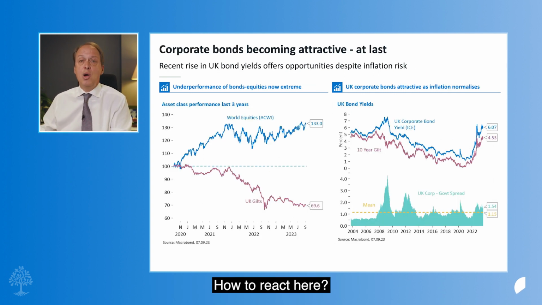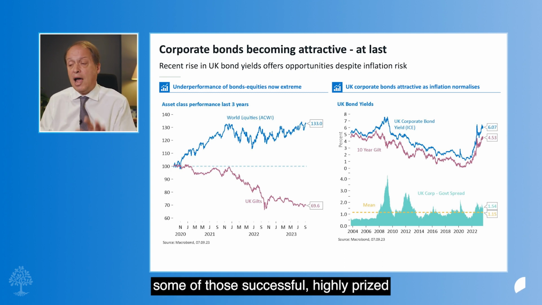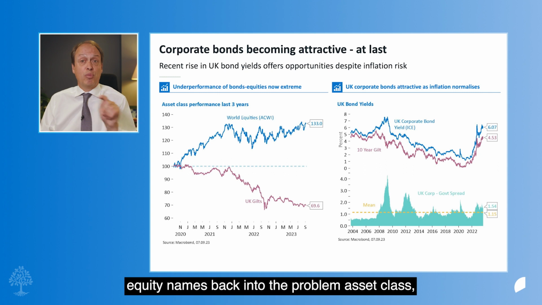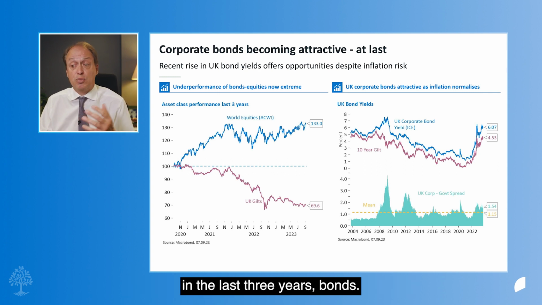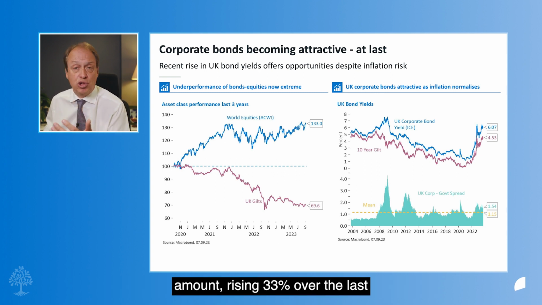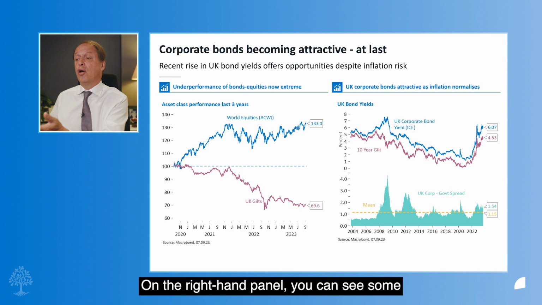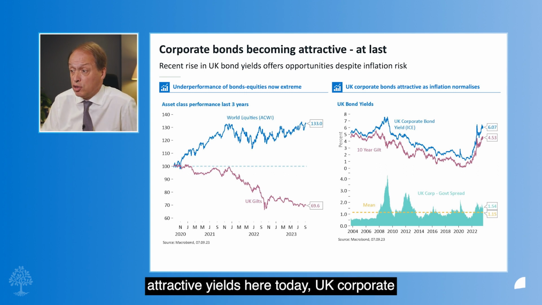How to react here? Well, again, begin to diversify some of those successful, highly priced equity names back into the problem asset class of the last 3 years, bonds. Global equities have outperformed by an extraordinary amount, rising 33% over the last three years, against a fall of 30% for UK gilts. On the right-hand panel, you can see some attractive yields here today.